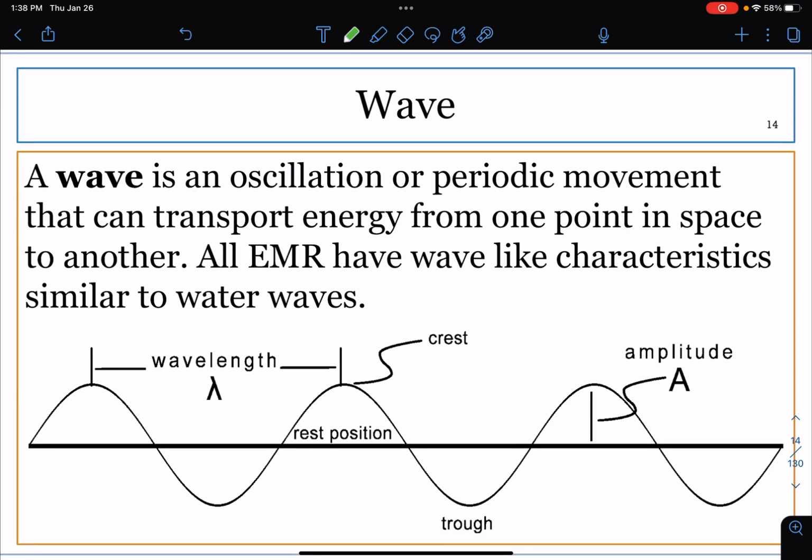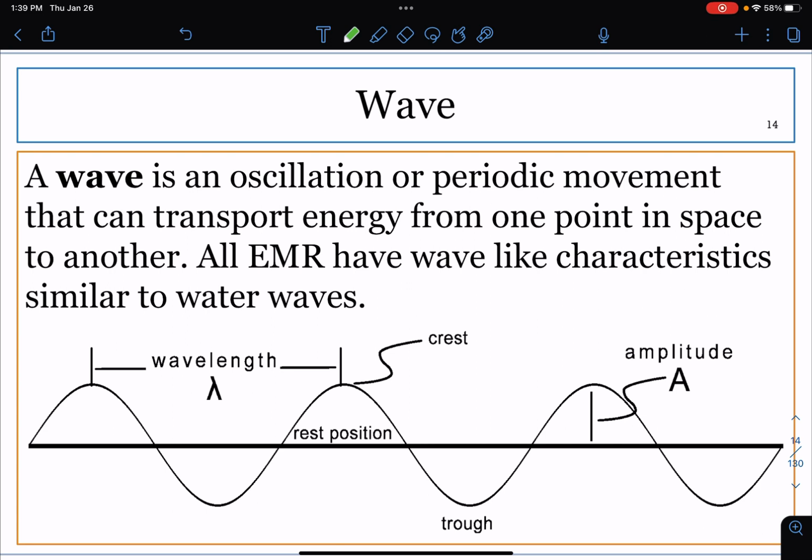So this wave is how the energy is transported from one point in space to another. Thinking about shaking the end of a rope, this transfers energy from your hand to the other end of the rope. Or dropping a pebble into a pond causes the waves to ripple outward along the water's surface. All forms of electromagnetic radiation, or EMR, have characteristics similar to water waves.